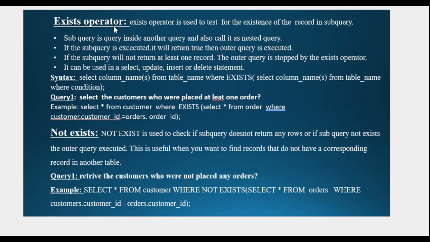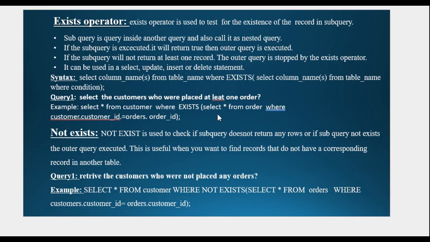So that is the EXISTS operator. NOT EXISTS is used to check if the subquery does not return any rows. If the subquery does not exist, the outer query is executed. This is useful when you want to find the records that do not have a corresponding record in another table. So this is used for missing data, to detect inactive users, and identify records without relationships.